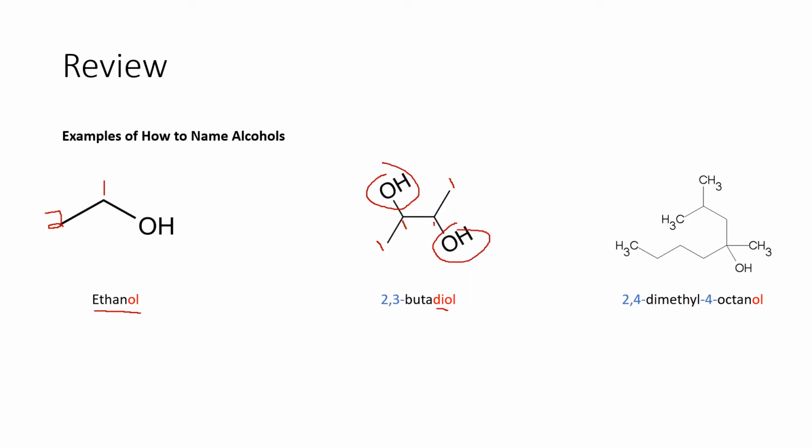For the last example, you can see that it's an 8 carbon chain. 1, 2, 3, 4, 5, 6, 7, 8. You identify the side chains, so on 2 and 4 you have a methyl group. Also on carbon number 4, that is where your hydroxyl group is located. So it's 2,4-dimethyl-4-octanol.